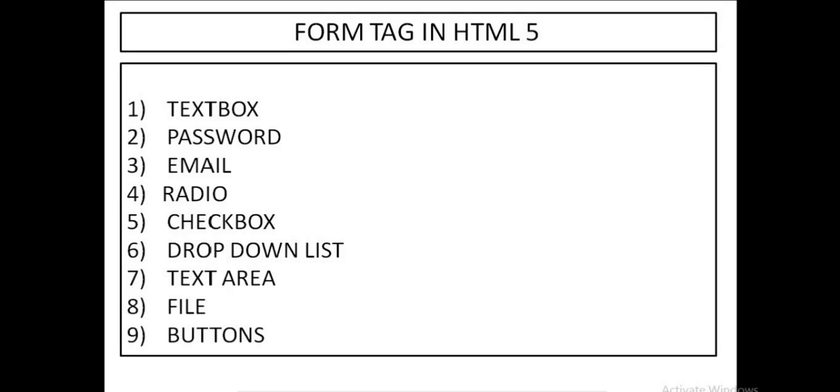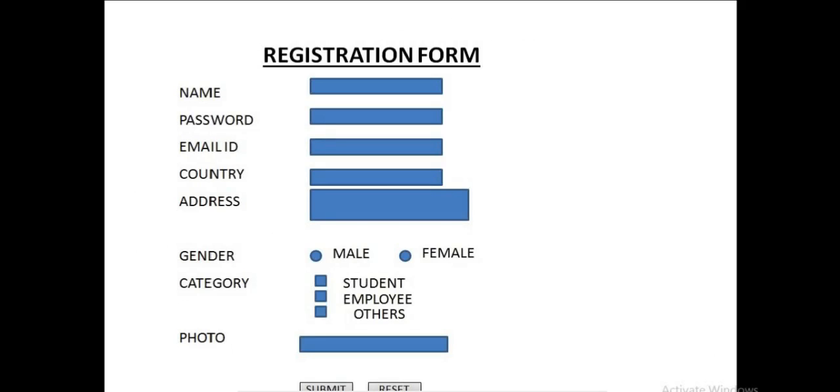The remaining form does not end here. The remaining elements we will discuss in the second video. So let's see our second page, or second screen, in which I show you how we are going to make our form practically. So this is my layout, and I want to create a form like this in my HTML file. We have name, password, email ID, country, address, gender, category, student or employer, then a photo field, then two buttons, submit and reset.